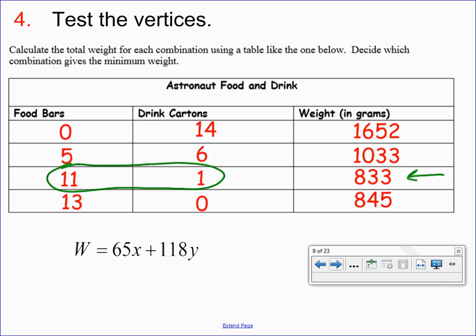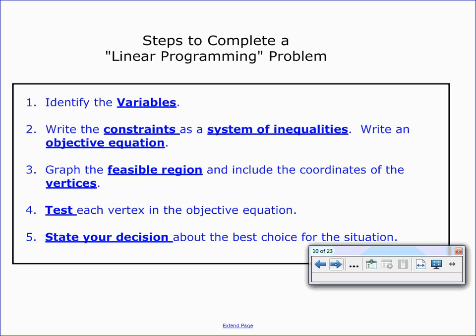Awesome. What questions do you have about our activity 2 with the astronauts? So we've practiced our linear programming strategy a couple times now.